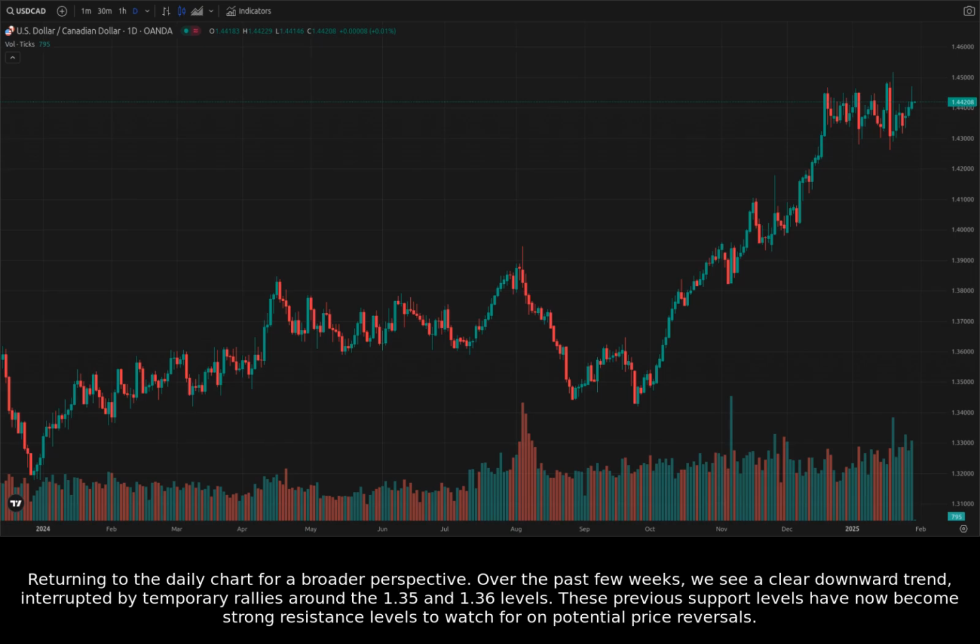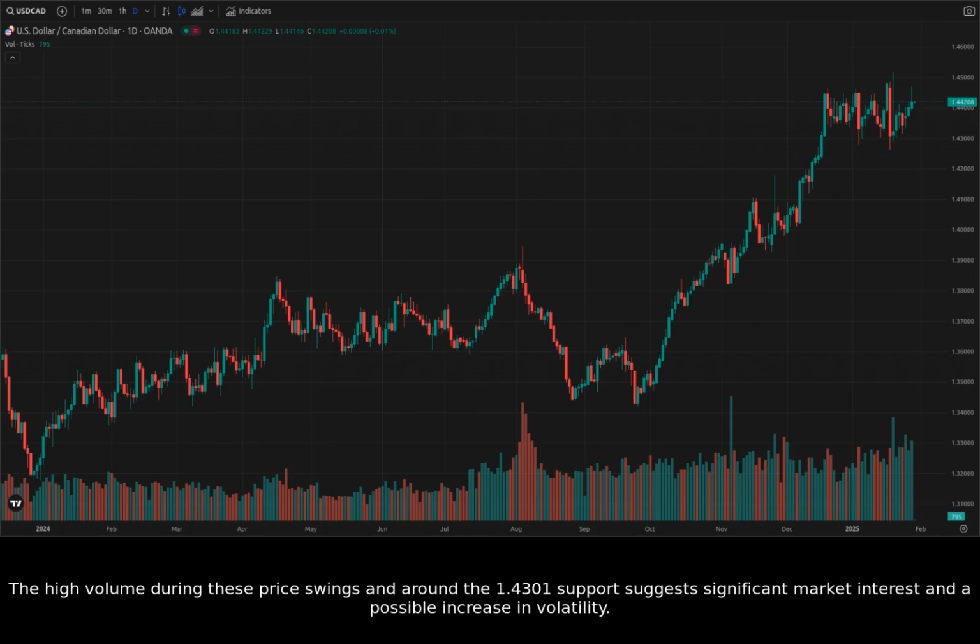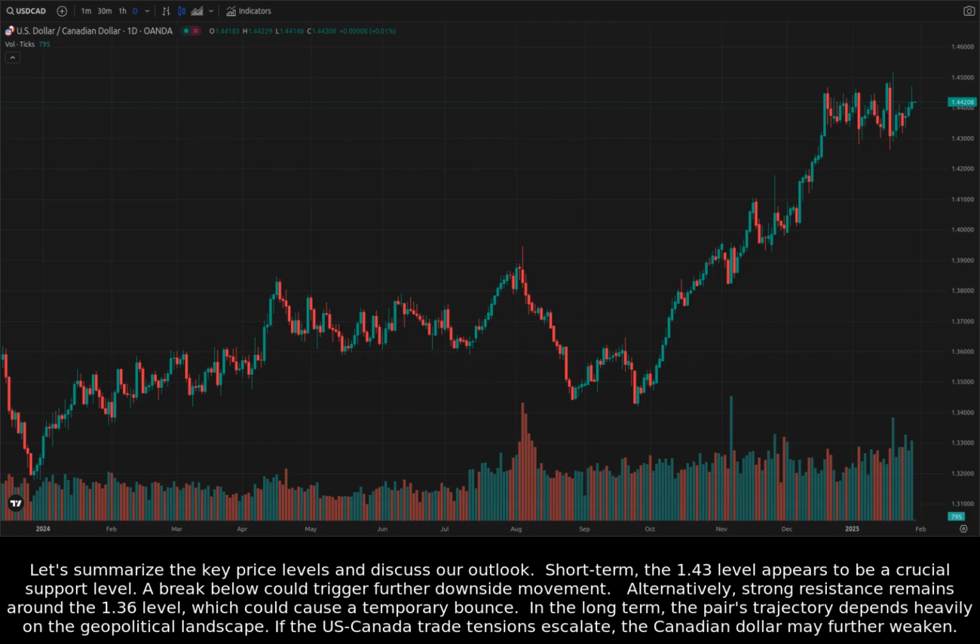Returning to the daily chart for a broader perspective. Over the past few weeks, we see a clear downward trend, interrupted by temporary rallies around the 1.35 and 1.36 levels. These previous support levels have now become strong resistance levels to watch for on potential price reversals. The high volume during these price swings and around the 1.4301 support suggests significant market interest and a possible increase in volatility. Let's summarize the key price levels and discuss our outlook.